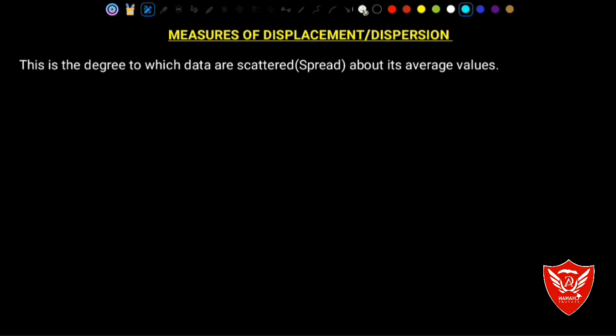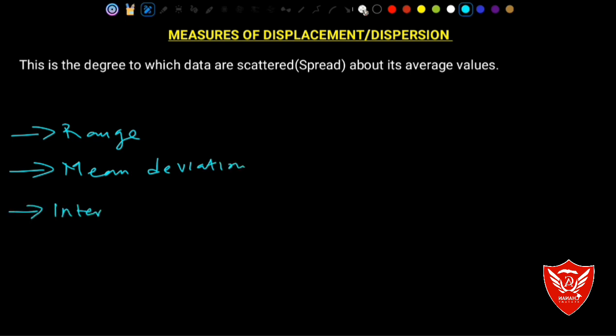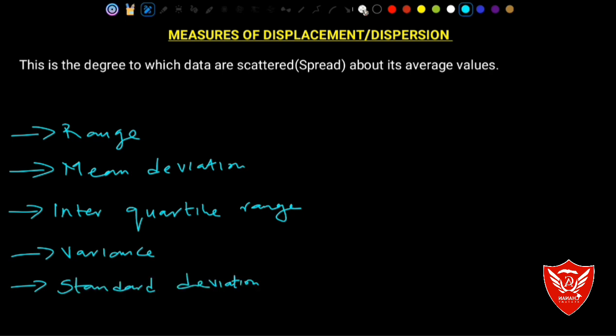Measures of dispersion. This is the degree to which data are scattered about its average value. Now, the several measures of dispersion are the range, the mean deviation, the interquartile range, the variance, and the standard deviation. In this section, we are going to talk about each and every one of them, and we are going to start with the range.